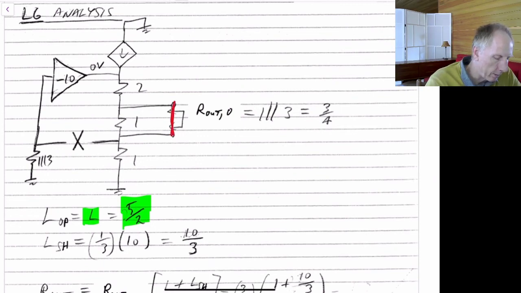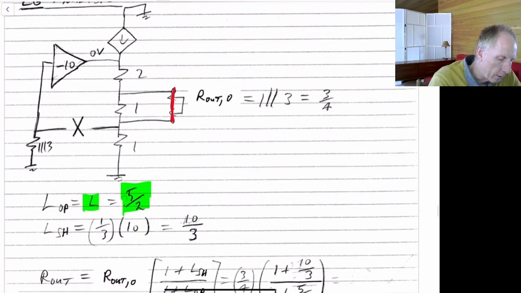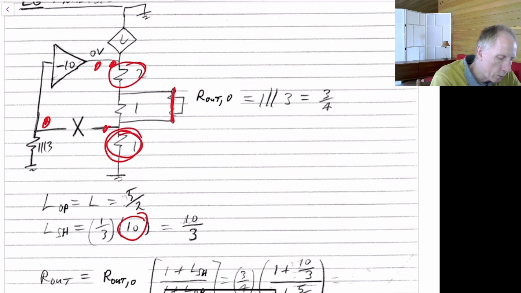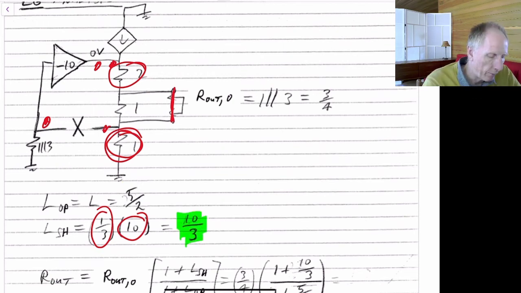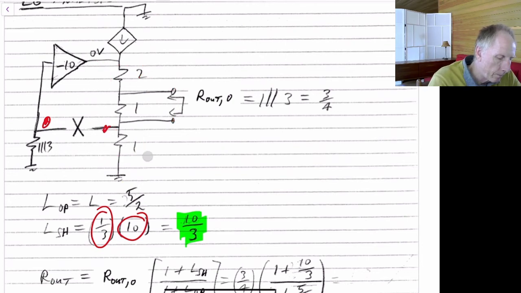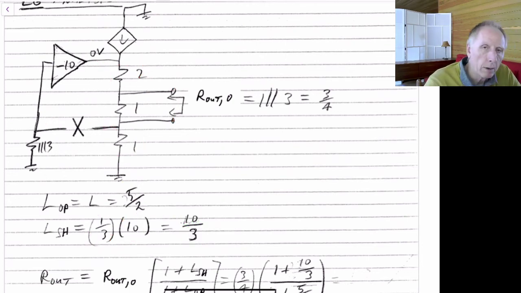So when I short this over here, if you go through the analysis, what you'll find is that the gain from this node to this node is 10, as it was before, so that becomes the 10 factor. But now the gain from here to here is 1 divided by 1 plus 2, so it's 1/3. So now the loop gain when it's shorted is 10/3 rather than 5/2. So in this case, we have L sub OP and L sub SH, and neither one has gone to 0.